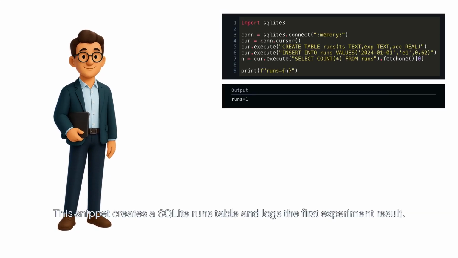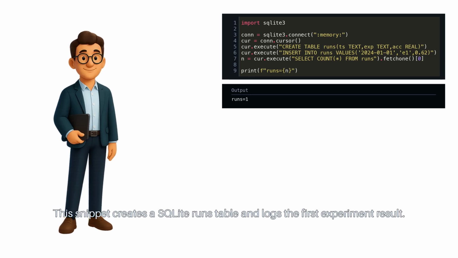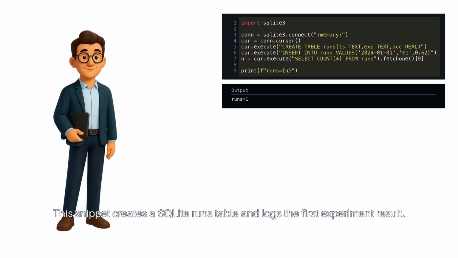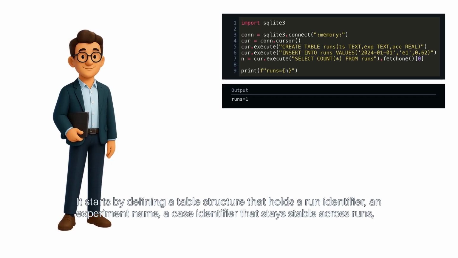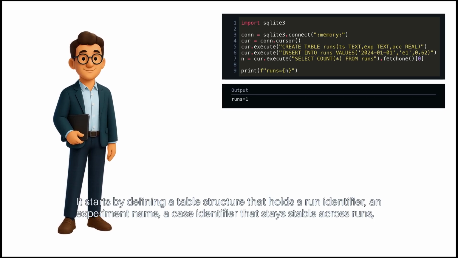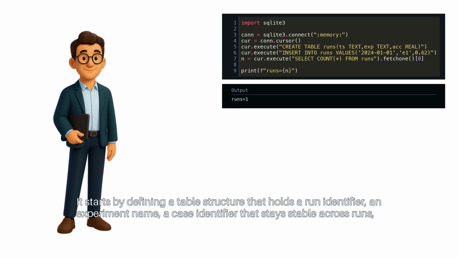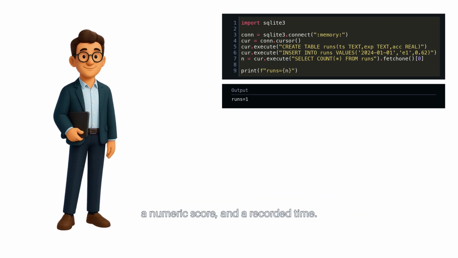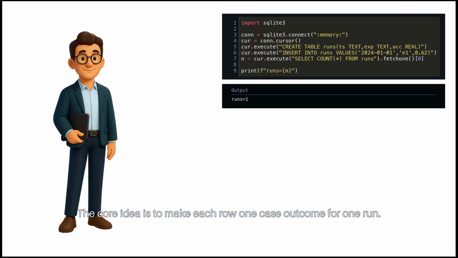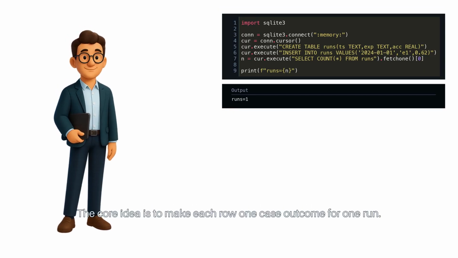This snippet creates a SQLite runs table and logs the first experiment result. It starts by defining a table structure that holds a run identifier, an experiment name, a case identifier that stays stable across runs, a numeric score, and a recorded time. The core idea is to make each row one case outcome for one run.